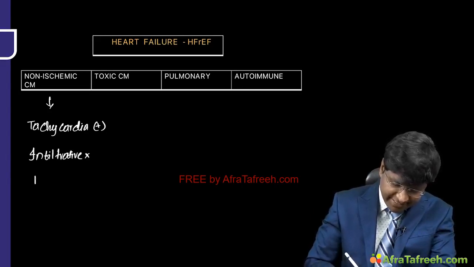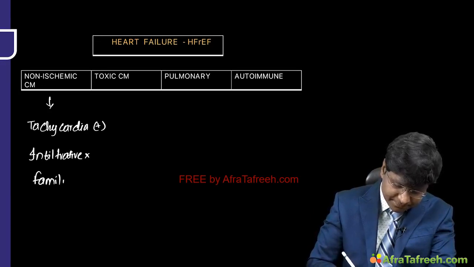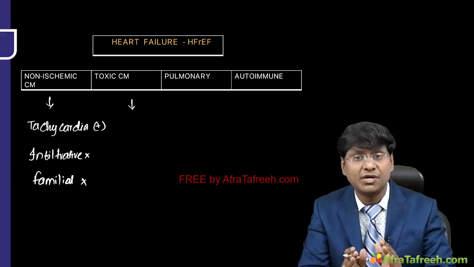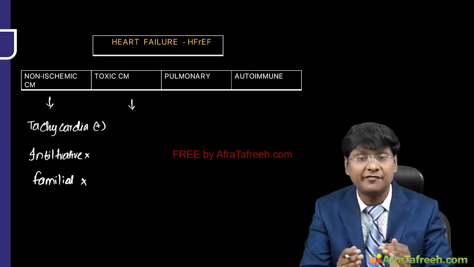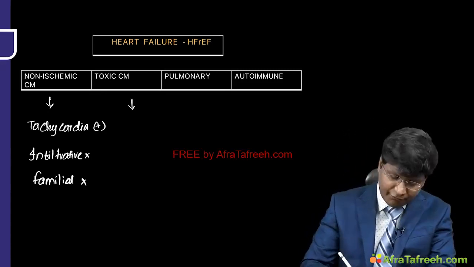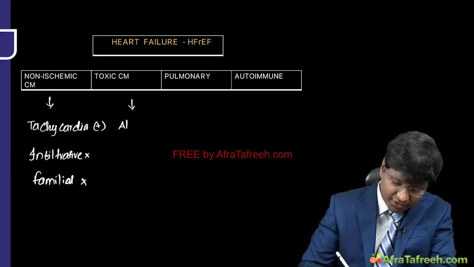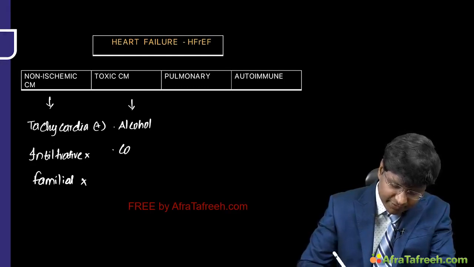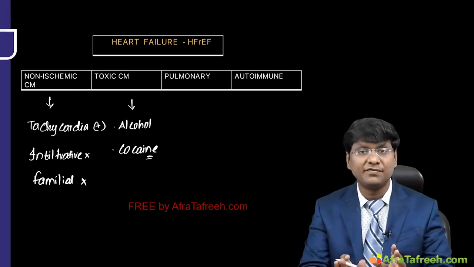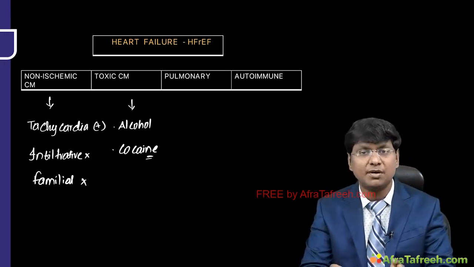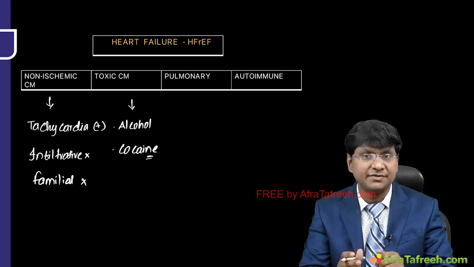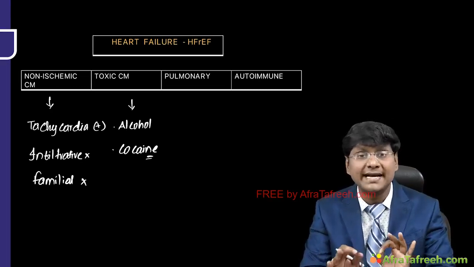Then familial disorders, right? Then what are the etiologies causing toxic cardiomyopathy with heart failure with reduced ejection fraction? Very important drugs of abuse are alcohol and cocaine. These are the two important forms of abuse, and alcohol is the most common toxin which will cause heart failure with reduced ejection fraction by causing dilated cardiomyopathy.